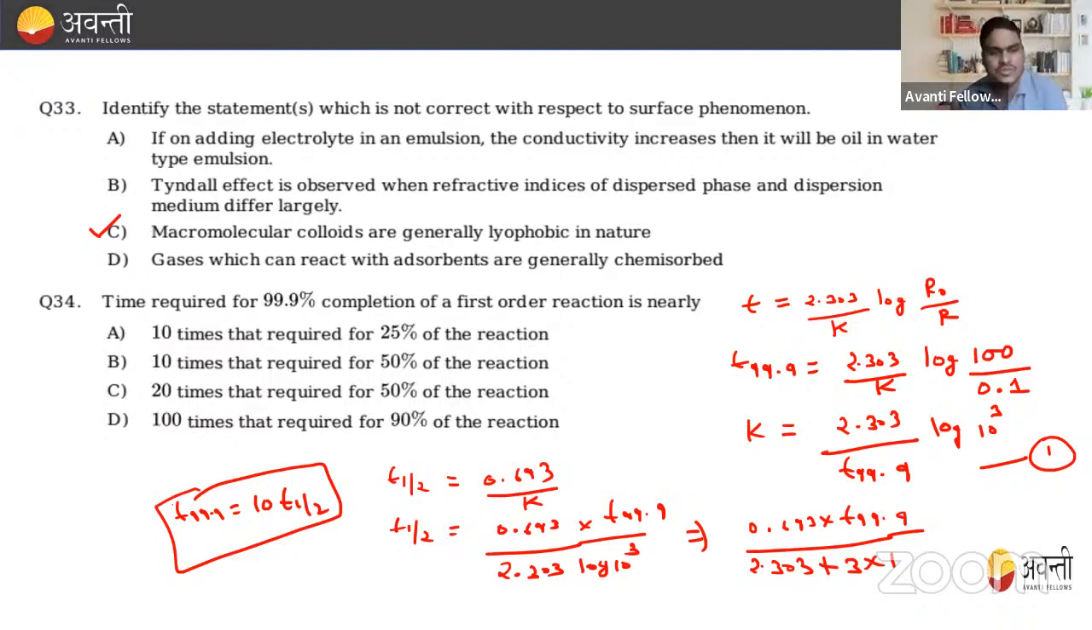So out of these four options, which one is correct, beta? That is option number B. So option B is absolutely correct for this answer, right? That is 10 times the time required for 50% of the reaction. So B is the correct answer for this question. I hope it is clear to everyone, and this is a very good question. This type of question is generally asked in your examination.